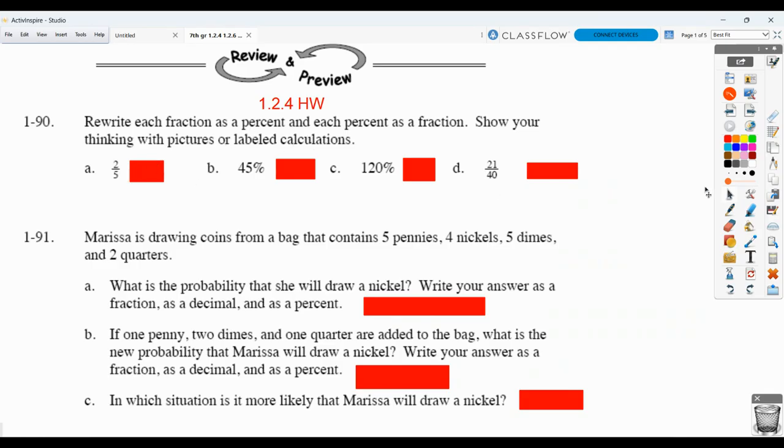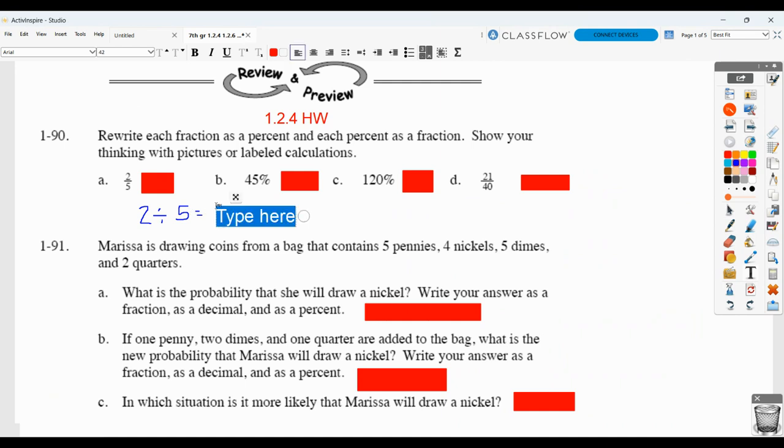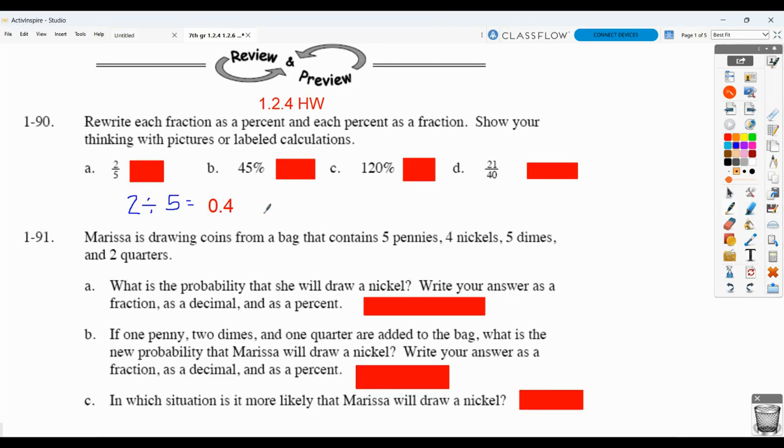So for example, for 2/5, one way you could show your work there is to take 2 divided by 5 and showing that you get the decimal 0.4. And then, of course, you move your decimal point over 2 places to the right and add a percent sign, which gives you a percent of 40%. Okay, that would be one way to show it. Again, just having 40% would not be adequate.